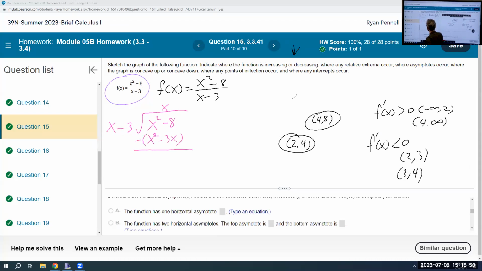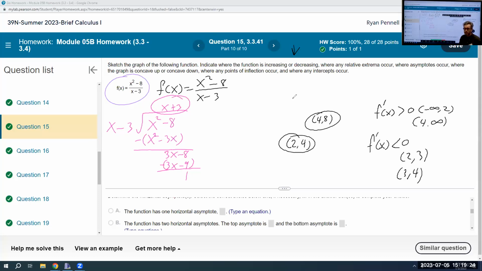Subtract: x squared minus x squared is 0. Negative 8 minus negative 3x is positive 3x minus 8. What do I need to multiply x by to get 3x? 3. 3x minus 9, subtract, negative 8 minus negative 9 is 1. So you get x plus 3. So x plus 3 must be the slant asymptote for this function.